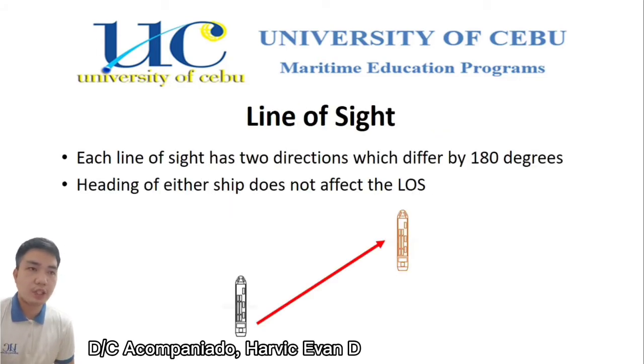Now, the line of sight. Each line of sight has two directions which differ by 180 degrees. Headings of either ship do not affect the LOS. Line of sight is a type of propagation that can transmit and receive data only where the transmit and receive stations are in view of each other without any sort of obstacle between them. FM radio, microwave, and satellite transmission radar are examples of line of sight communication.